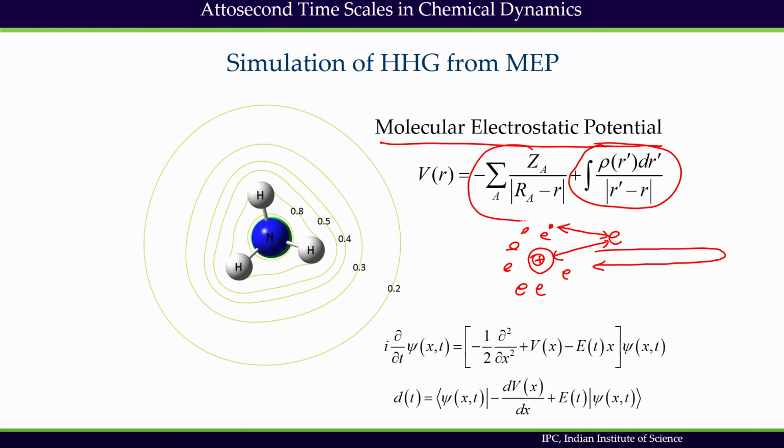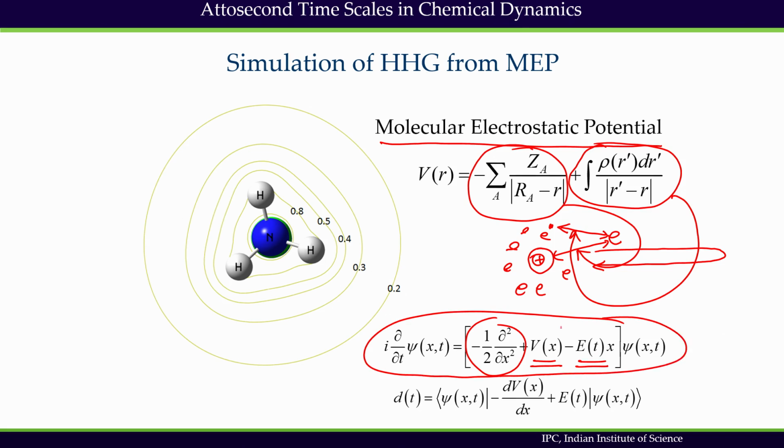So, this is the electrostatic potential represented by the interaction between the density at that point with the incoming, outgoing electron, and that is the electrostatic potential. With this electrostatic potential, this is the kinetic energy operator in a one dimensional problem, and this is the electric field under which it is undergoing the acceleration.